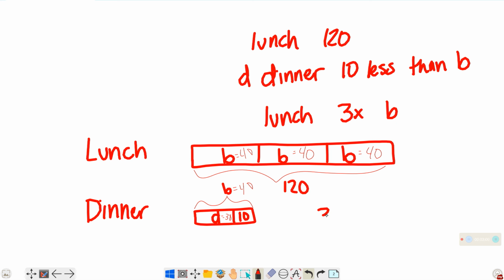So 30 at dinner, 40 at breakfast, and 120 at lunch.